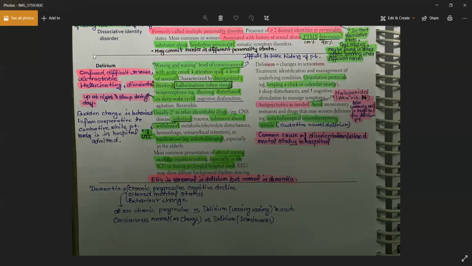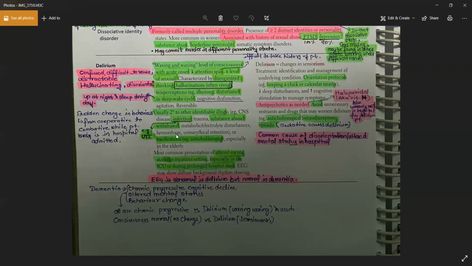Secondly, delirium is always present with some kind of identifiable illness, like a CNS disease, maybe meningitis. It can happen with an infection; even a UTI can cause it. It can happen with any kind of trauma. It can happen with withdrawal of certain drugs. Certain drug withdrawals are associated with delirium. It can happen because of electrolyte imbalances and any kind of medications; mostly anticholinergics can cause it.